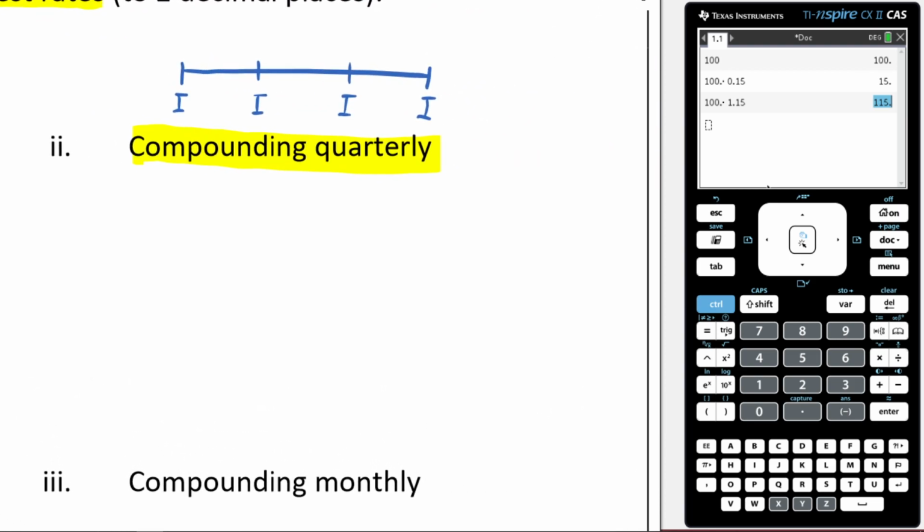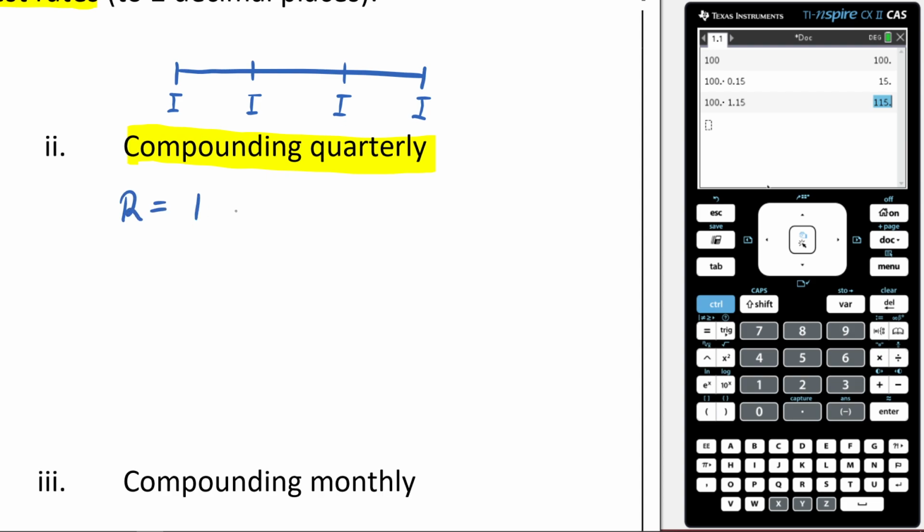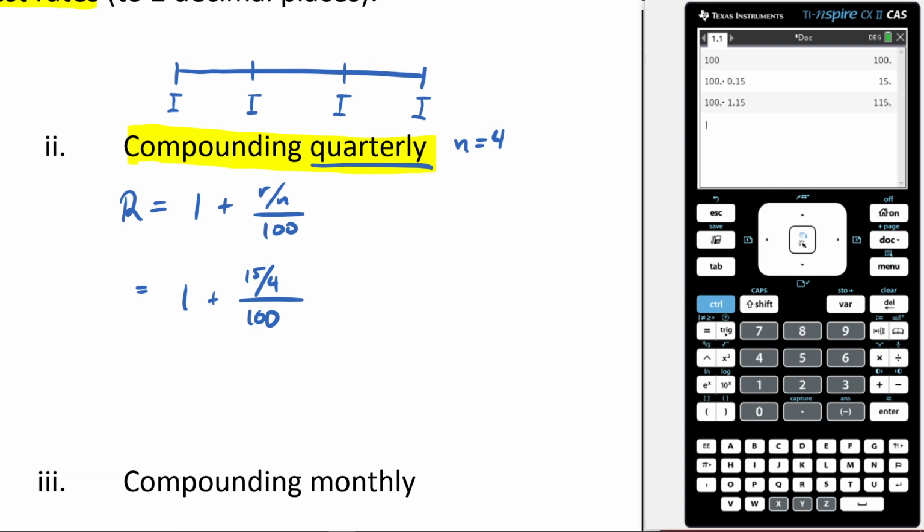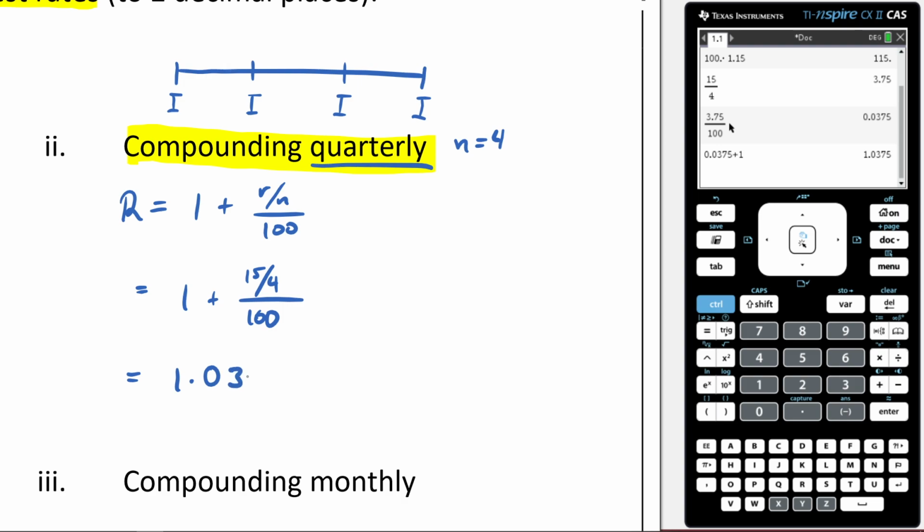All right, let's now come over here. Compounding quarterly. Let's figure out the R value. To figure out the R value, we're going to use that formula again, which is 1 plus r over n over 100. 1 plus, now r is 15, over, now n here is your compounding periods. If I'm compounding quarterly, n is going to be 4, because I'm compounding 4 times in the year. And I will divide it by 100. To figure this out, I'm going to have to go 15 divided by 4. So it's going to be 3.75. Then I'm going to divide it by 100, and then I'm going to plus 1. So what I'm going to end up with is 1.0375.